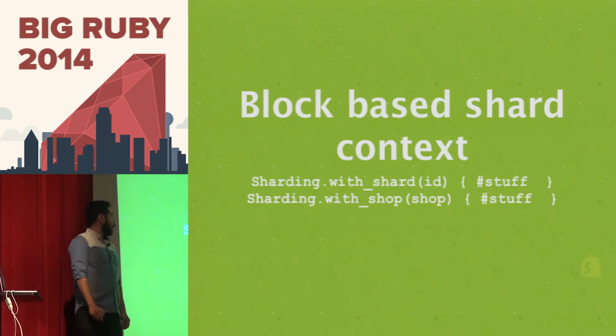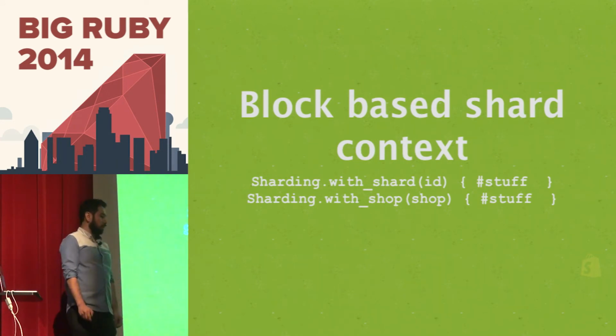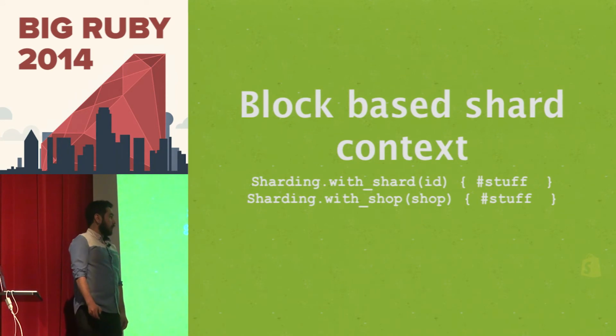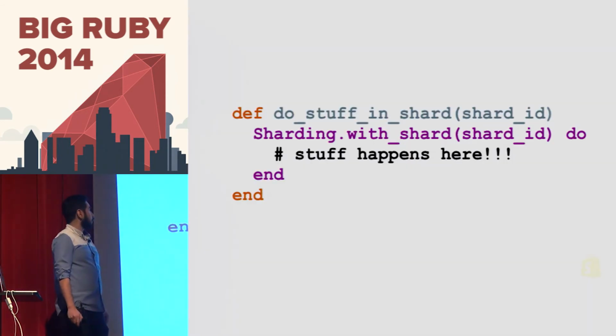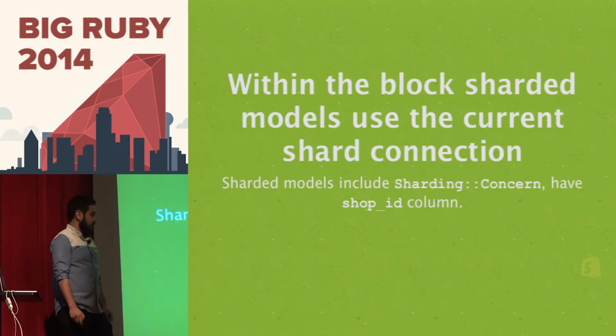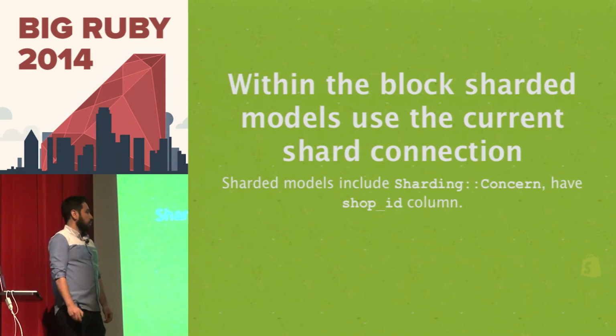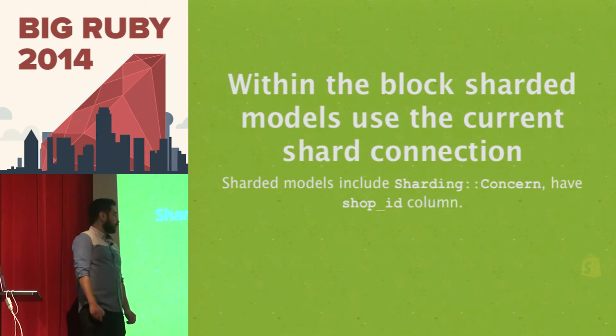We went for a block-based context API. So we have a sharding module and 2 or 3 helpers. They look this way. You just call with shard, and whatever happens there happens within the context of that shard. So in that block, any sharded model will talk to the current shard connection.